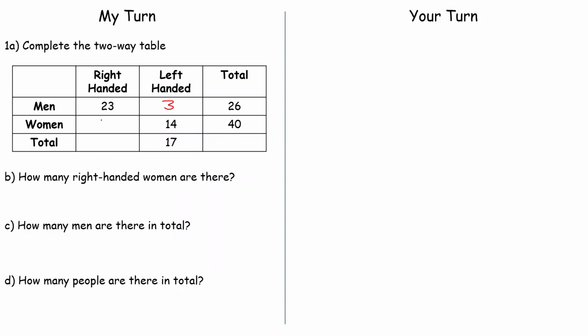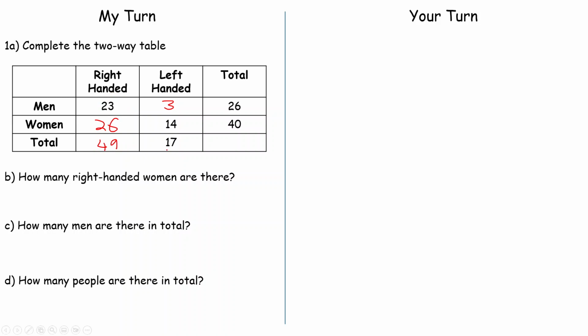Good. Now to get this one here, we can look at this row here. Something add 14 is 40, so 40 is your total. Take away 14 is going to give you 26. So 26 add 14 gives you 40. Perfect. Now to get this one, we can look at this here, because the total is going to be this add this. 23 add 26 is going to give you 49. So 49 goes in there.